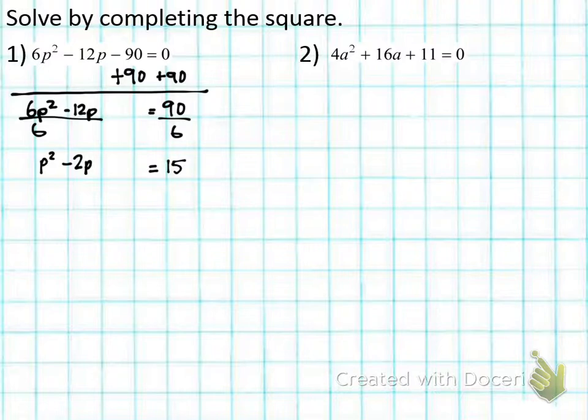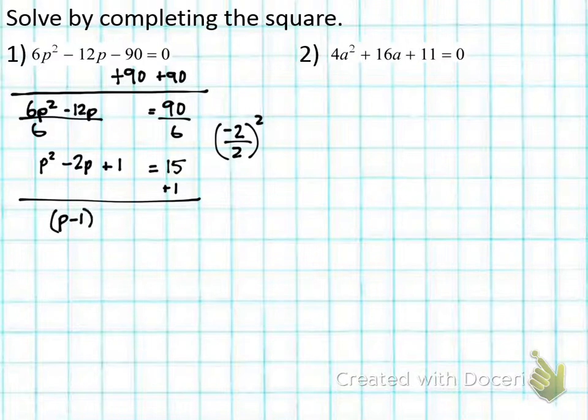We're going to do a little side problem. We're going to put negative 2 on the side, divided by 2, and then square it. What's negative 2 divided by 2? Negative 1, right? Negative 1 squared is positive 1. So we're going to add 1 to both sides here. When we do that, we get p minus 1 squared is equal to 16.